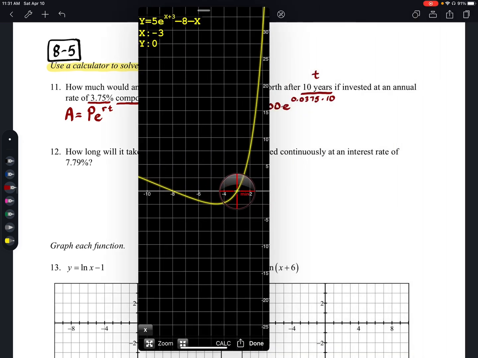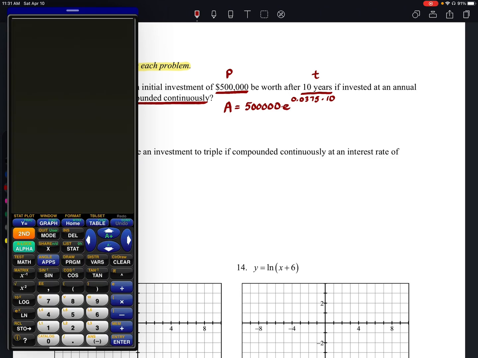And now we'll just pull out our calculator and type it in. So 500,000 times E raised to the power of 0.0375 times 10. Hit enter, and you will find that the value is now going to be $727,495.71.